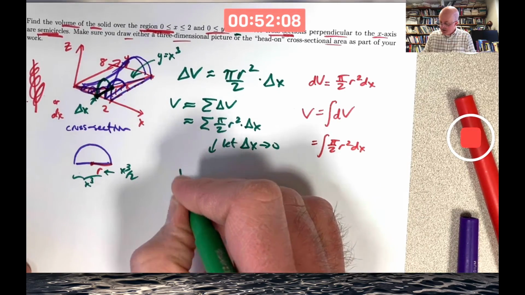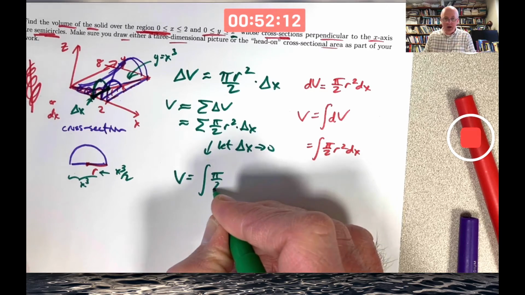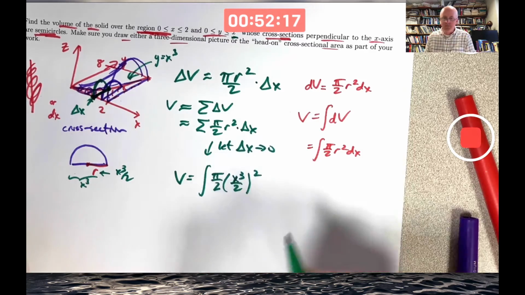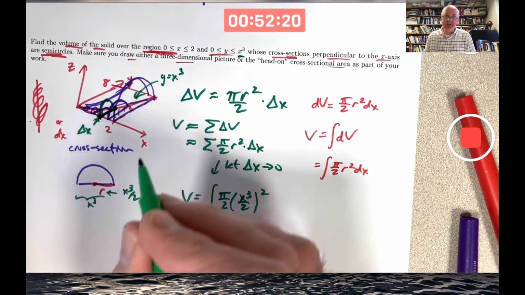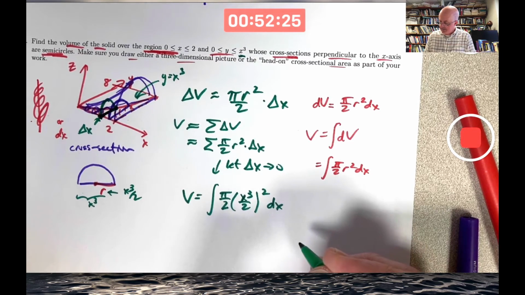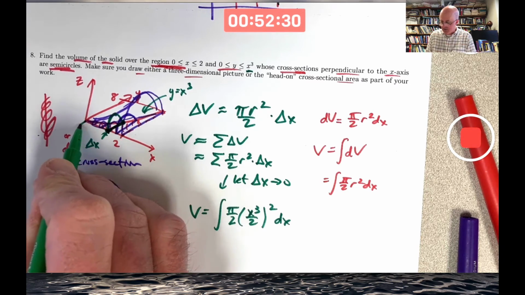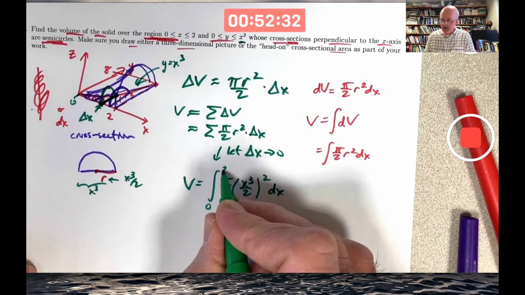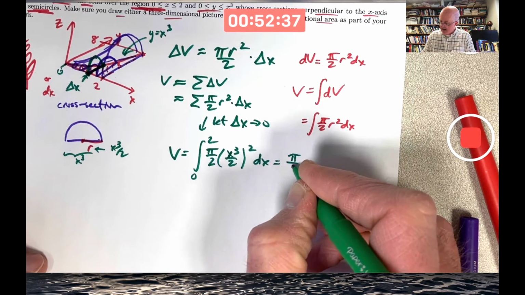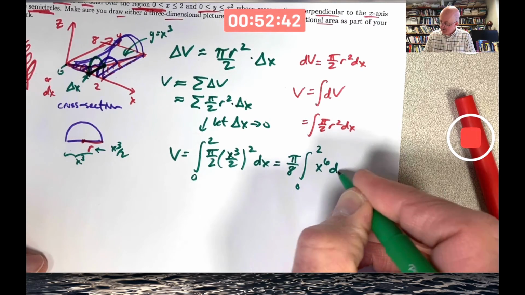In the end, your total volume is going to be the integral of pi over 2 times r squared. That'll be pi over 2 times x cubed over 2 squared. x cubed is the diameter, so x cubed over 2 is the radius. With respect to x, what are the limits of integration? It's based on the region here. x goes from 0 to 2. That is going to be the volume of this. We can pull out a pi over 8 and integrate ultimately x to the 6th from 0 to 2.